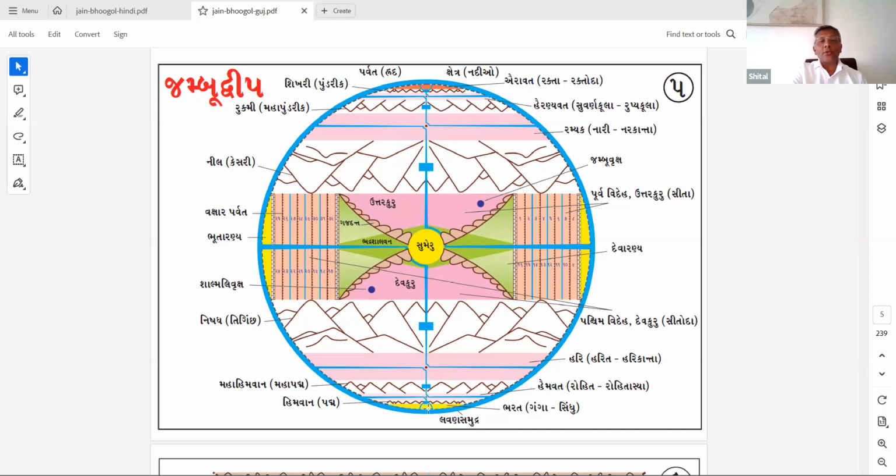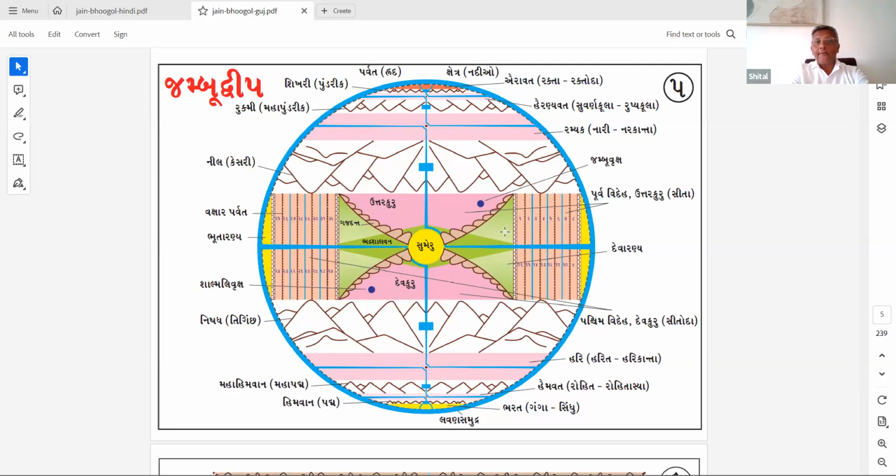So you will be able to work out: if this is 526, this will be 526 times 2, this will be 526 times 4, 526 times 8, 526 times 16, 526 times 32, and 526 times 64. And similarly here. If you add all of those sums up, the total should be 100,000 yojans. Yes, 100,000 yojans.